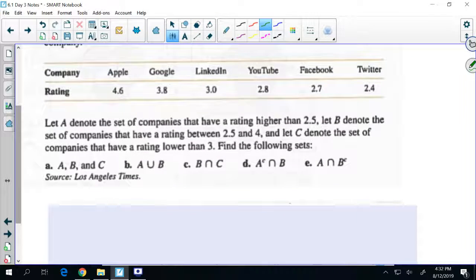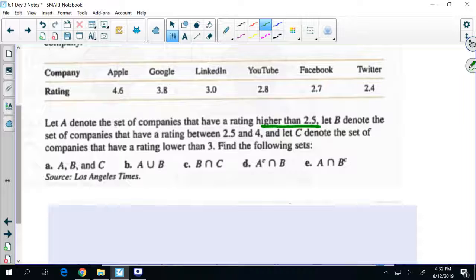And you can see that Apple, Google, LinkedIn, YouTube, Facebook, and Twitter were all given a rating between 0 and 10. So it says let A denote the set of companies that have a rating higher than 2.5, B have a rating between 2.5 and 4, and C denote the set of companies that have a rating lower than 3. And then we want to find each of these. And this is practicing the notation, okay? So find the following sets. First, what would set A be?